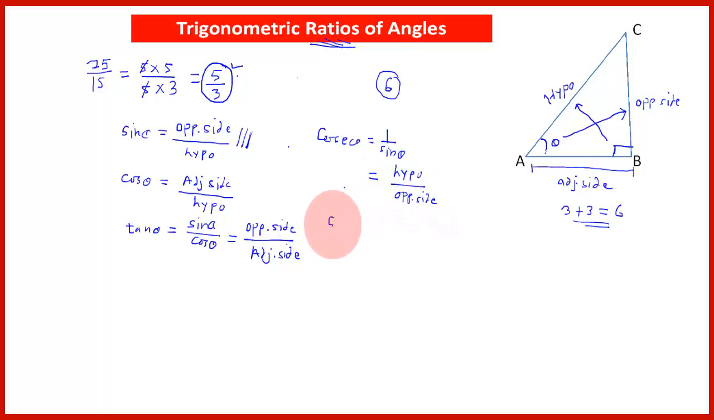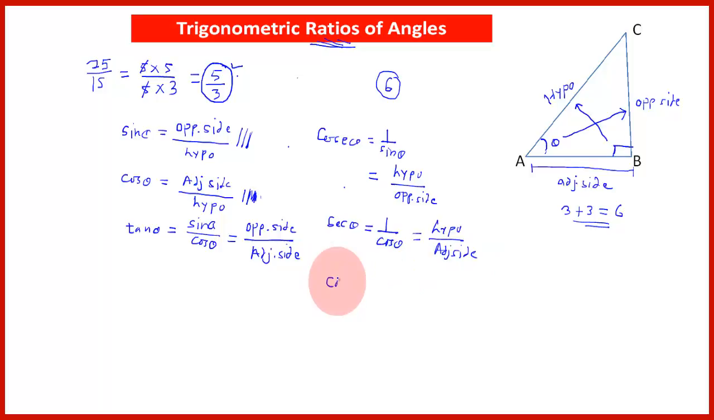Then the next ratio is sec theta. It is the reciprocal of cos theta, so the reciprocal of cos theta will be hypotenuse upon adjacent side. So it is hypotenuse upon adjacent side.